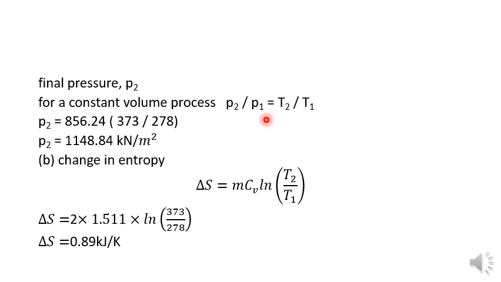Next, the initial pressure. How will you get the initial pressure? By using the ideal gas equation, P1 V1 is equal to MRT1. We can write this equation as P1 is equal to MRT1 by V1. So we got the pressure P1. And how will you get the final pressure? At constant volume process, P2 by P1 is equal to T2 by T1. So P2 is equal to 1148.84 kilonewton per meter square. For change in entropy during constant volume, we can use two formulas: mCv ln T2 by T1 or mCv ln P2 by P1. So students, you can try with mCv ln P2 by P1. You get the same answer. Delta S is equal to 0.89 kilojoule per Kelvin.